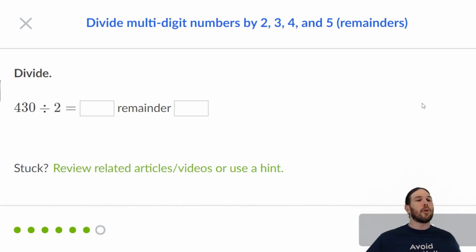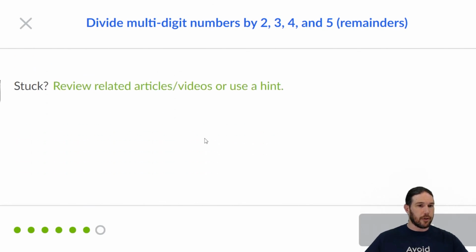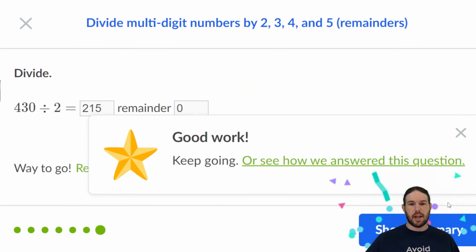Last one. 430 divided by 2. We should be able to do this pretty easy, right? 400 divided by 2 is 200. 30 divided by 2 is 15. So we get 215 with a remainder of 0. Not bad.